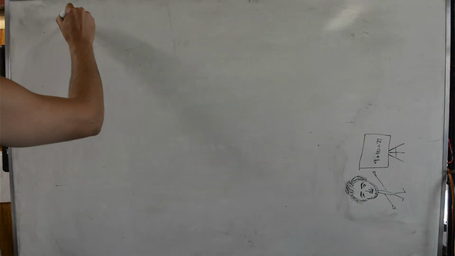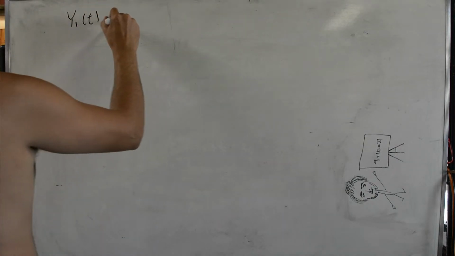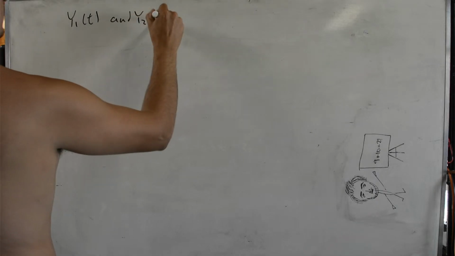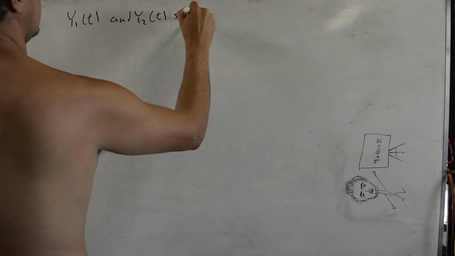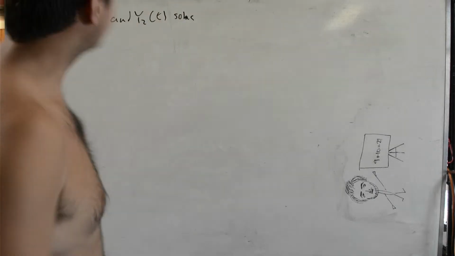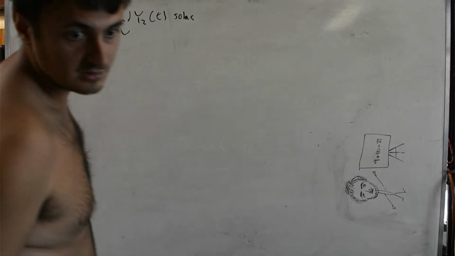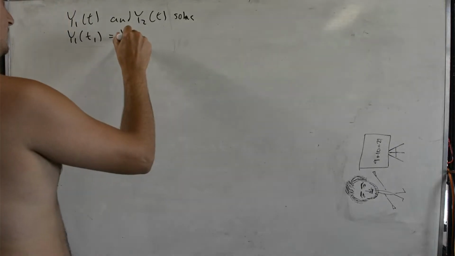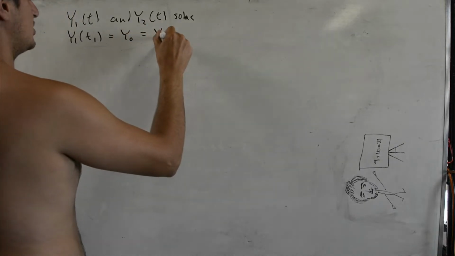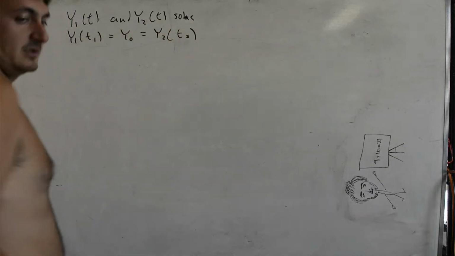All right, wait. So let me figure this out. Okay, so we have two solutions, y1 of t and y2 of t, such that y1 of t1 is equal to y0 is equal to y2 of t2. Okay?